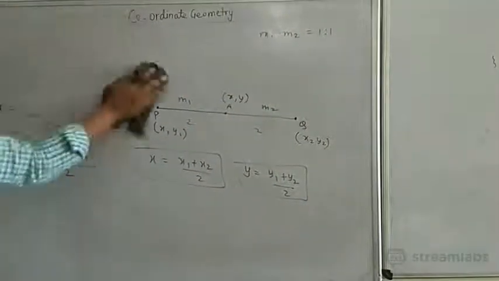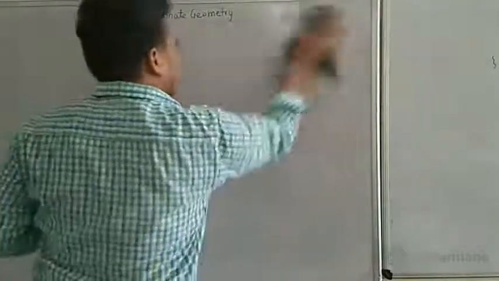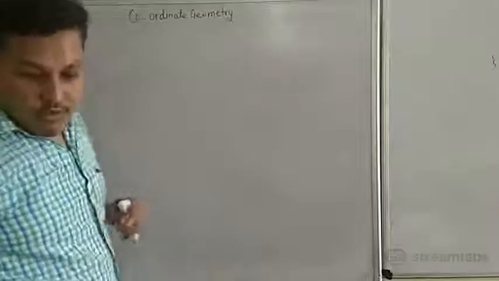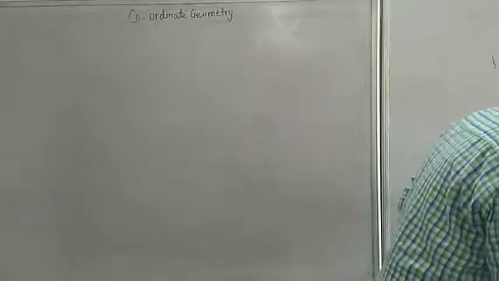Next, the midpoint formula: x is equal to x1 plus x2 upon 2, y is equal to y1 plus y2 upon 2. So now the questions are coming in our exercise.